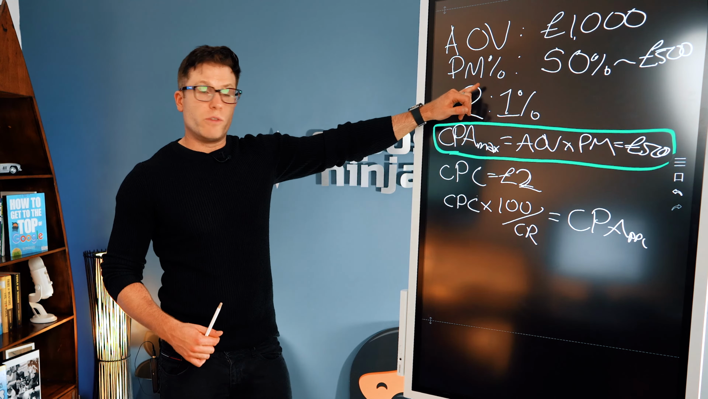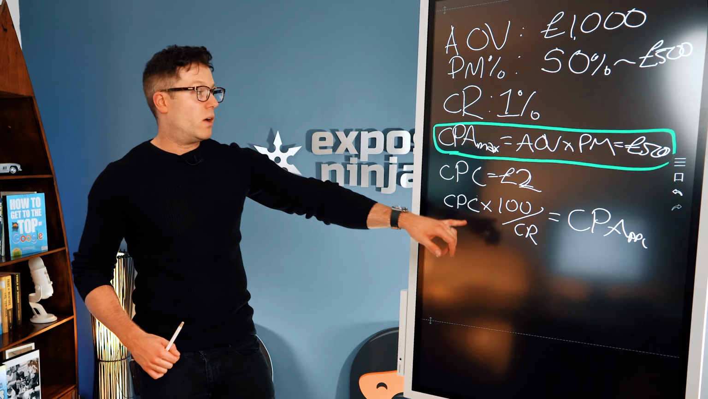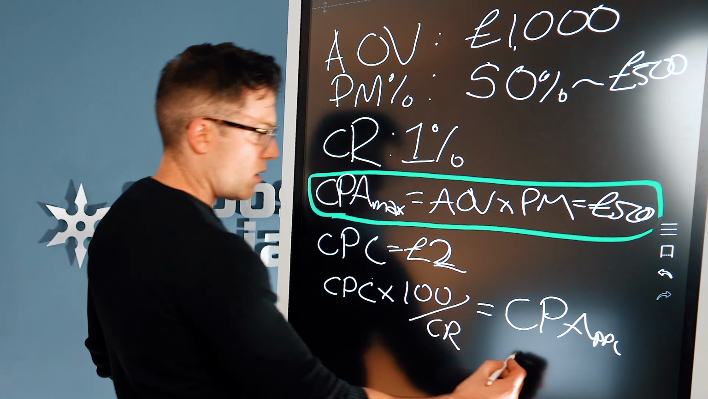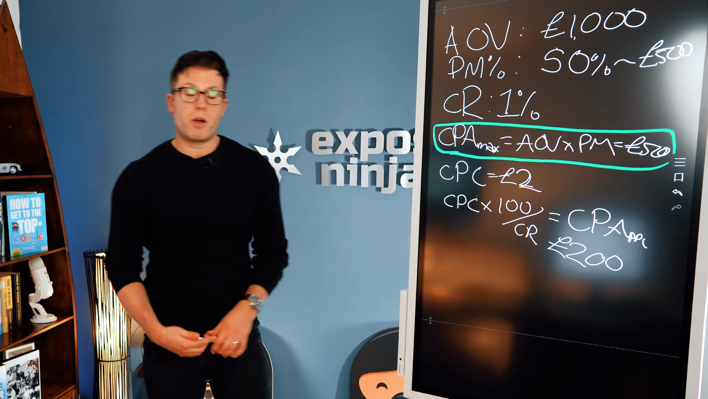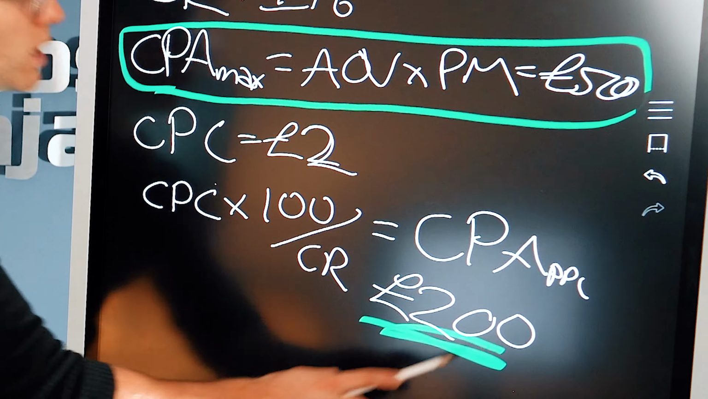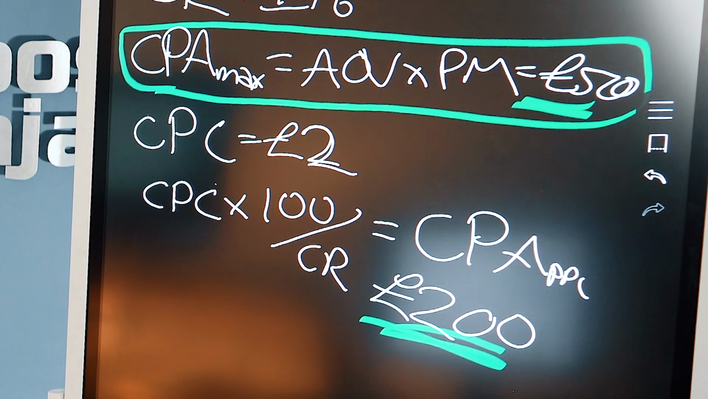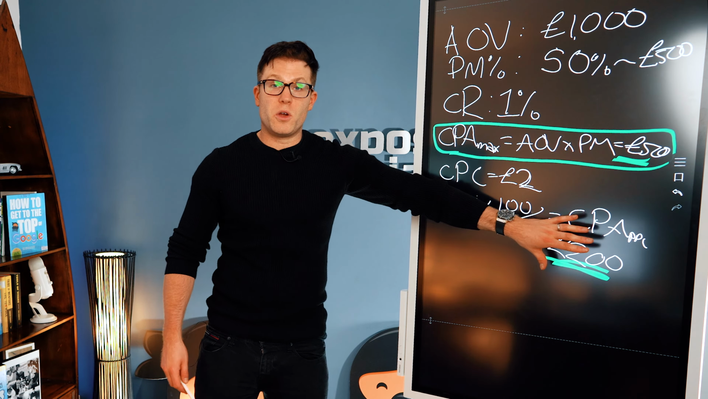We know we need to get 100 visitors. That means we're going to spend £200 to get each sale. So that's our predicted cost per acquisition through pay-per-click. So it's going to cost us 200, we're going to make 500, or we can afford to spend 500.